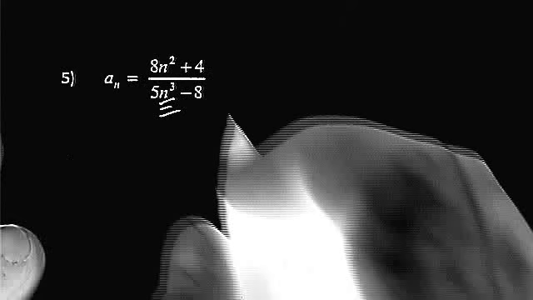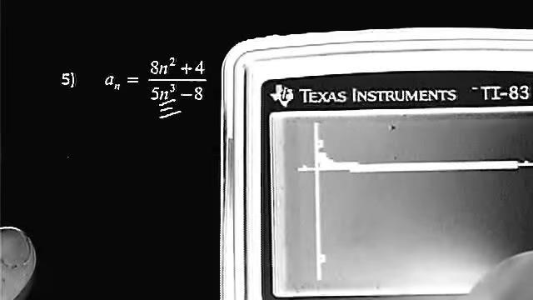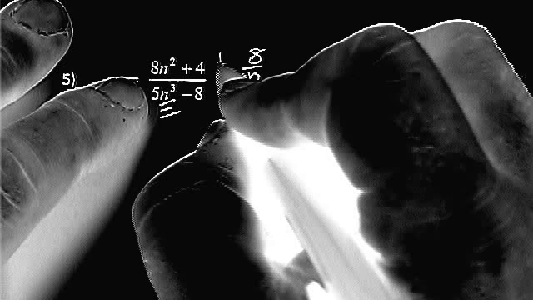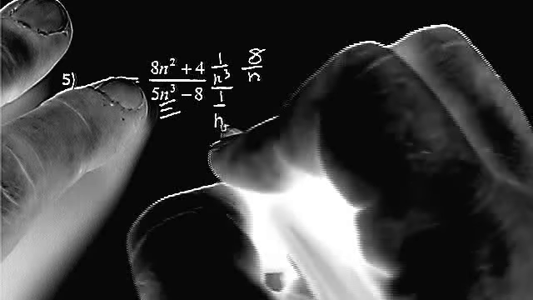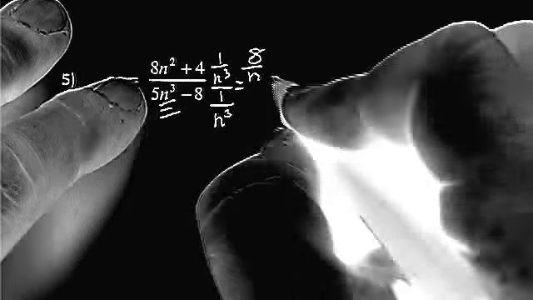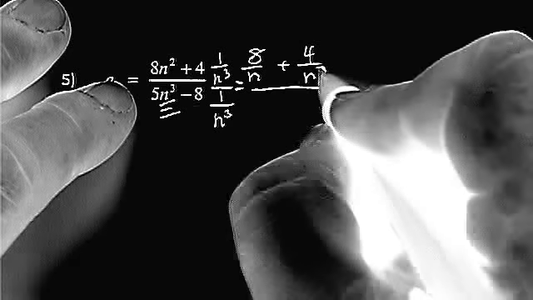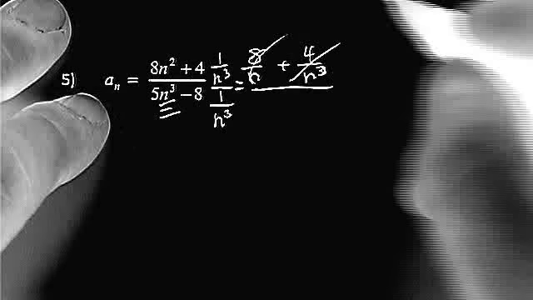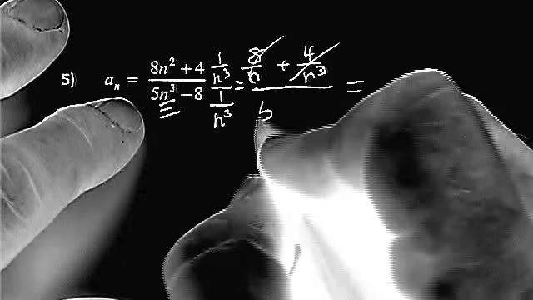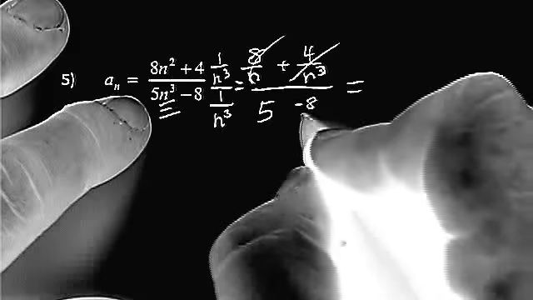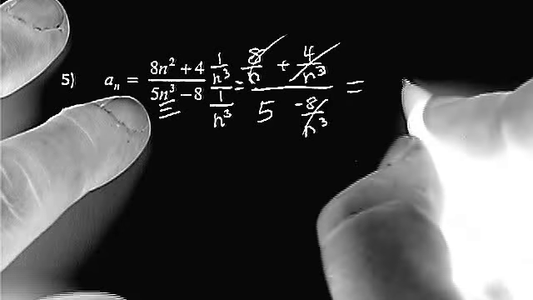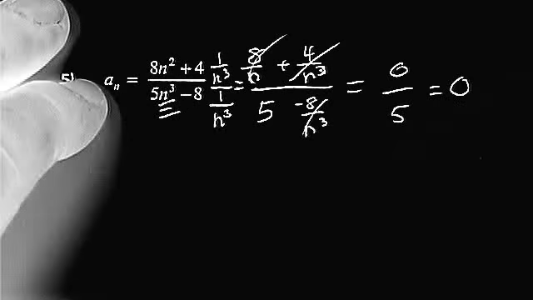When you divide everything top and bottom by n cubed, and you go through here and you divide that, that becomes 8 over n, right? So 1 over n cubed, 1 over n cubed, top and bottom. We would get 8 over n, we would get 4 over n cubed. Obviously, both of those things are going to be disappearing to zero pretty doggone quickly. We get 5 and minus 8 over n cubed. That's going to disappear to zero. So we're left with 0 over 5. We know that's going to be zero.